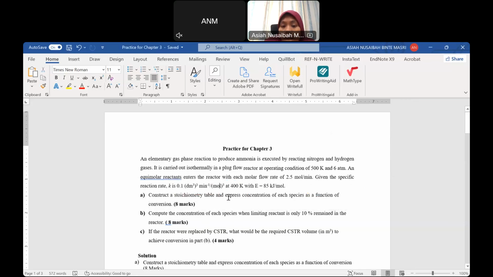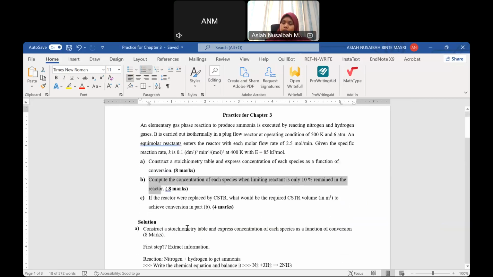Then B, compute the concentration of each species. So just now they asked us to express the concentration as a function of conversion. So B, you have to solve. You have to find the value of the concentration where the limiting reactant is only 10% remaining. So from these sentences, you actually can know what is the X, the conversion in the reactor. And this one, 8 marks. Okay, and then C, if the reactor were replaced by CSTR, just now was another reactor, plug flow reactor. This time CSTR. What would be the required CSTR volume in meter cube to achieve conversion mentioned in part B?